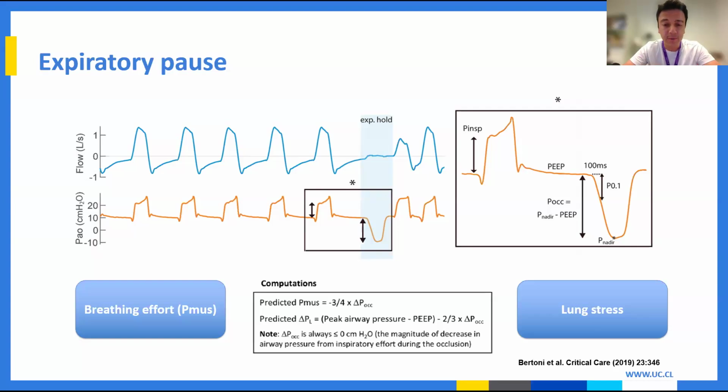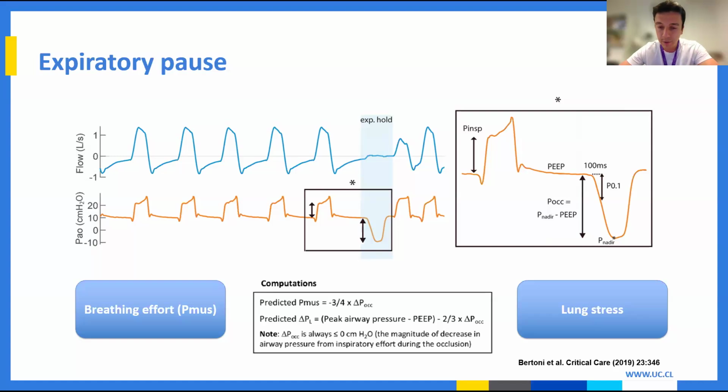So after several validations, the authors came up with a formula to calculate the predicted PMUS and the predicted delta PL. Here they got a factor, which is 0.75. So you need to first calculate the change in the airway pressure and multiply this by the factor.